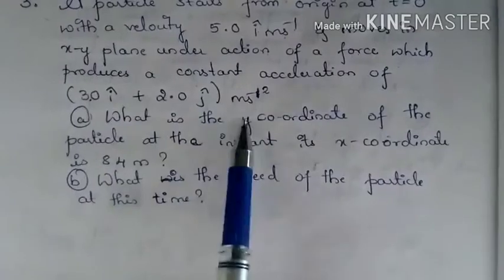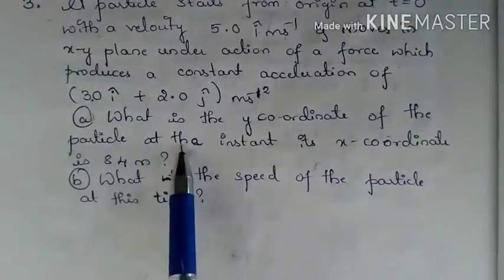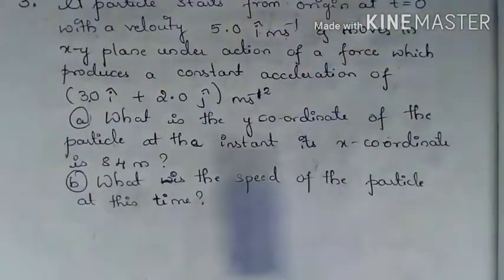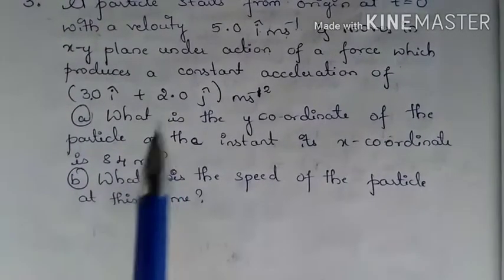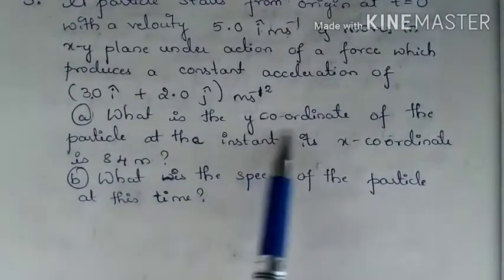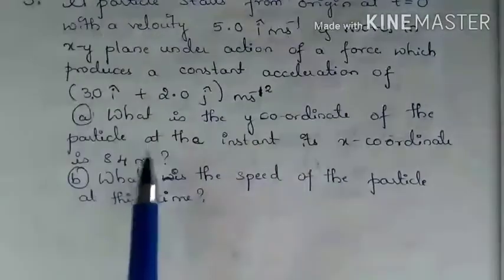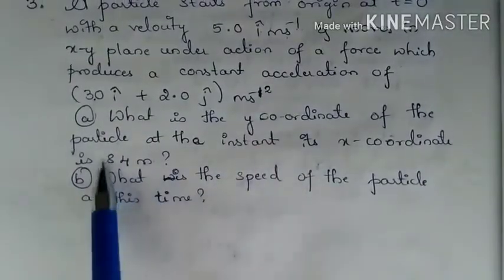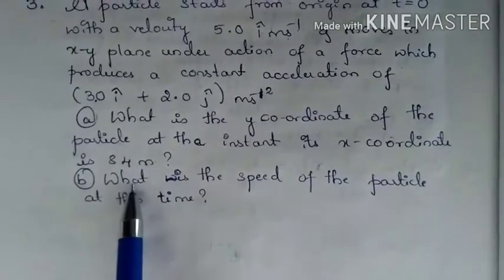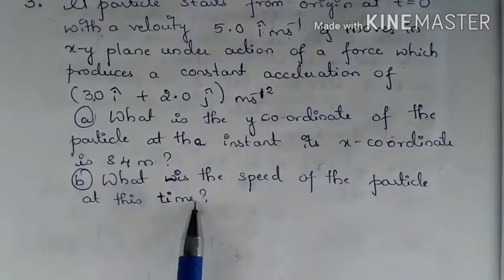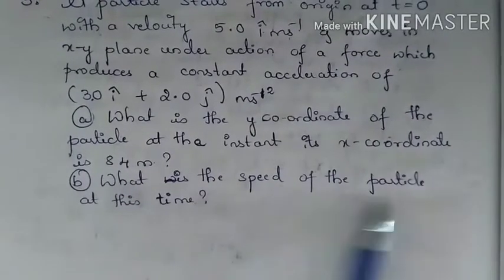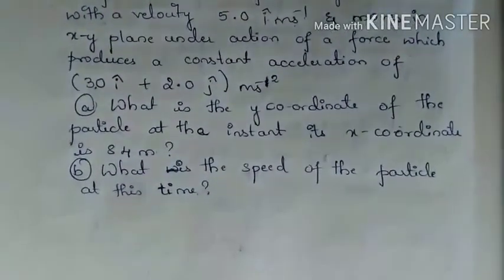Now what is the y coordinate of the particle at the instant its x coordinate is 84 meters? So again they are asking what the y coordinate will be if the x coordinate is 84 meters. Next, what is the speed of the particle at this time?